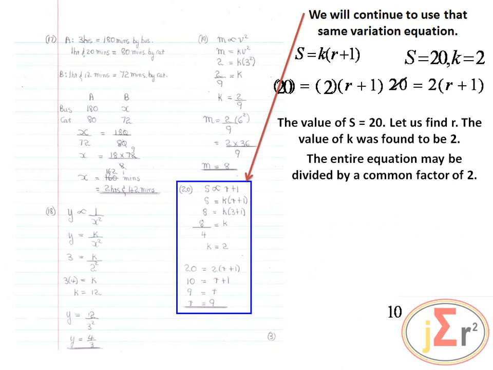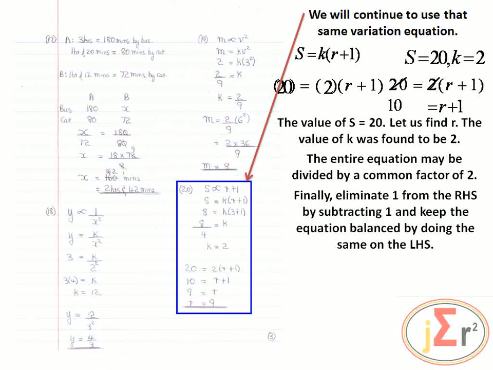2 into 20 is 10. And 2 into 2 is 1. But 1 multiplied by anything is that same thing. So we do not need to include that one. So we have 10 is equal to r plus 1.